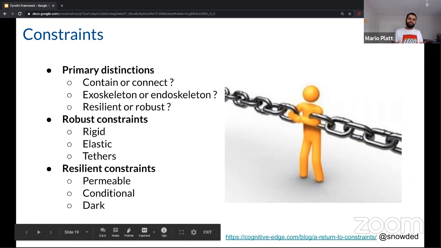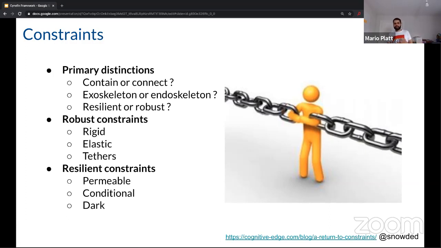The primary distinction is: does the constraint contain or connect? Constraints which contain are like an exoskeleton, which defines boundaries around something. So they're likely to be governing constraints, more suited to the complicated domain. A constraint that contains can be, for instance, MDM software, where we often get a completely separate container from the main device to protect corporate data on a mobile phone.